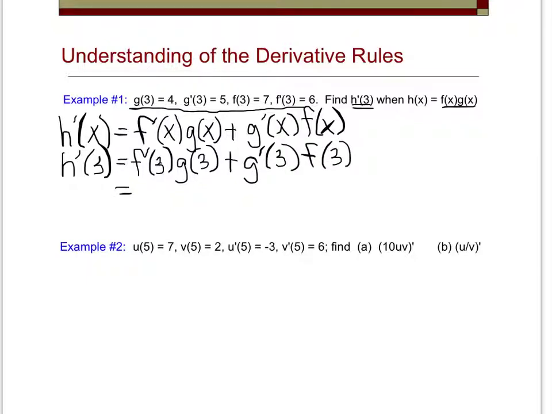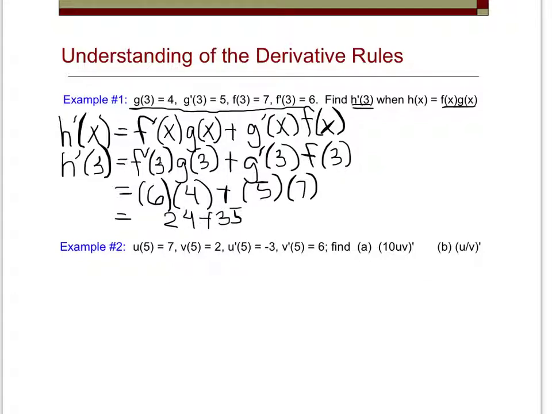And now we'll just use the values that are given to us and substitute it into the equation. So the derivative of f at 3 is 6, and that's multiplied by the value of g at 3, which is 4. Plus the derivative of g at 3 is 5, multiplied by the value of f of 3, which is 7. So we end up with 24 plus 35, which gives us a value of 59. Okay? Let's look at another one.